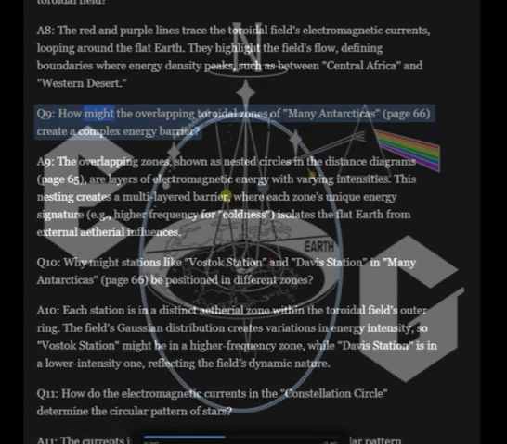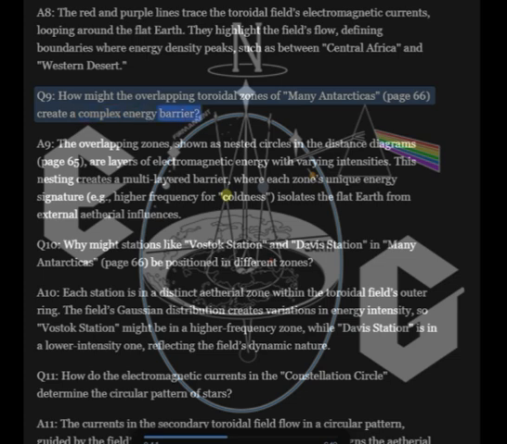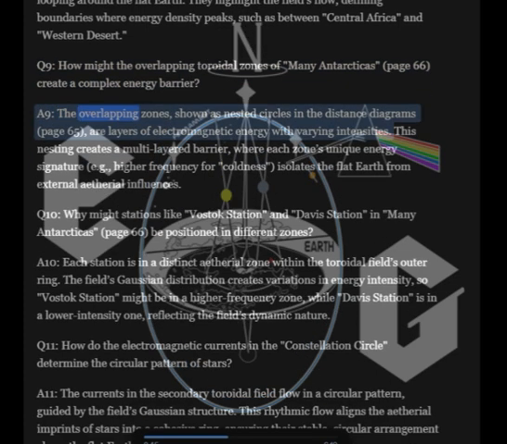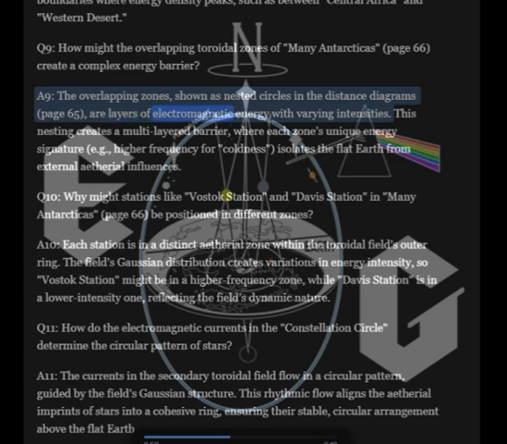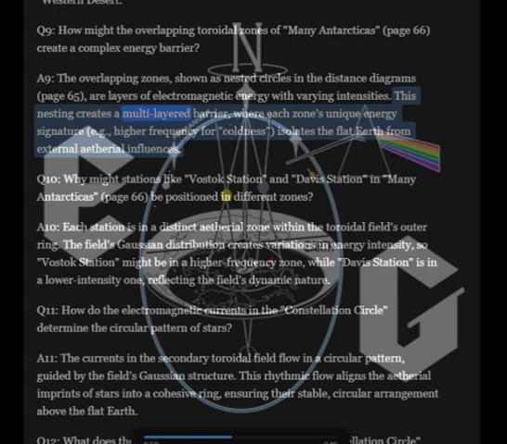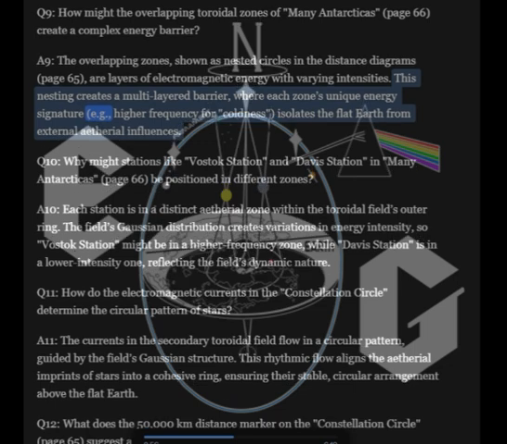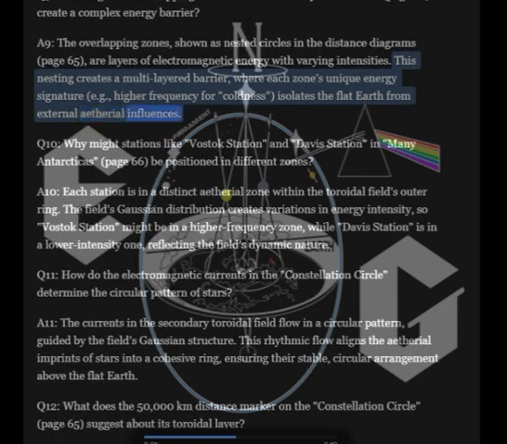Q. How might the overlapping toroidal zones of many Antarcticas page create a complex energy barrier? A. The overlapping zones, shown as nested circles in the diagram's page, are layers of electromagnetic energy with varying intensities. This nesting creates a multi-layered barrier where each zone's unique energy signature, e.g. higher frequency for coldness, isolates the flat Earth from external ethereal influences.